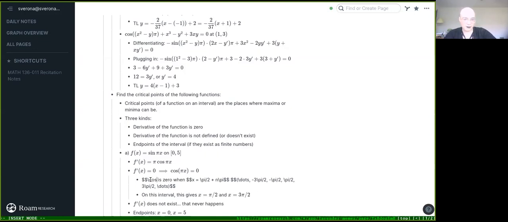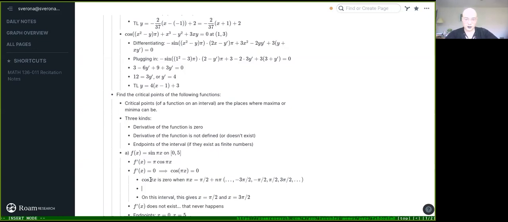So let's say cosine of pi x is 0 when the thing I'm taking the cosine of, in this case pi x, equals... So I need, if I cancel the pi, x equals n plus 1/2. And so there's a few of these I can have. This is going to give me x equals 1/2, 3/2, 5/2, 7/2, and 9/2. So 1/2, 1.5, 2.5, 3.5, 4.5.